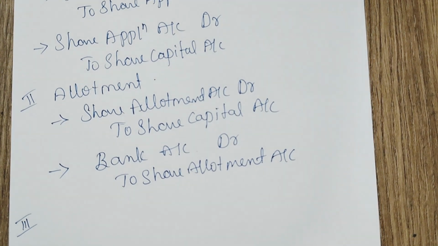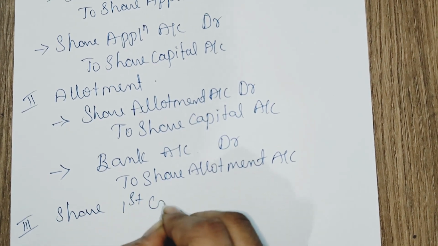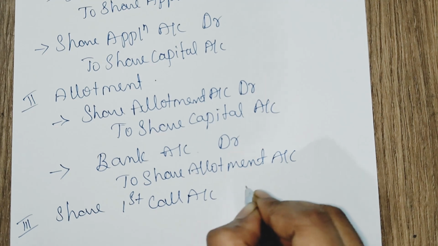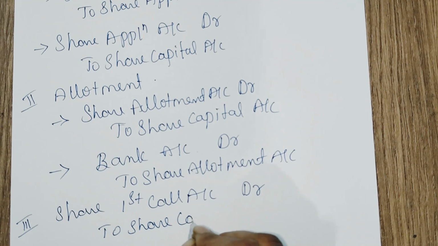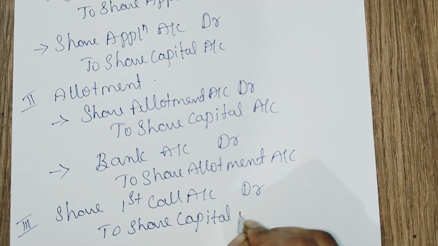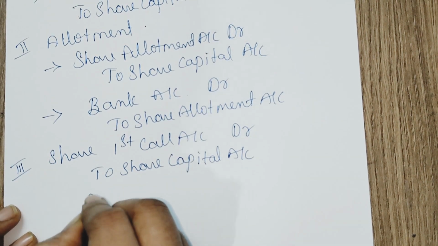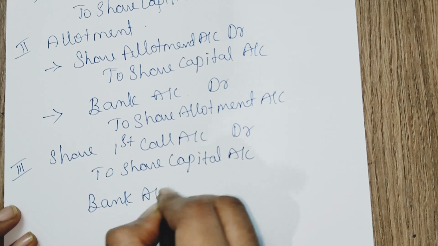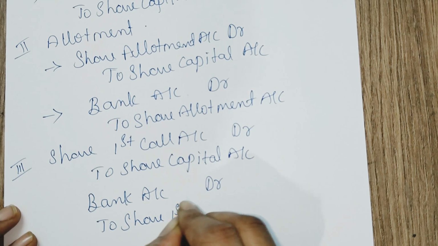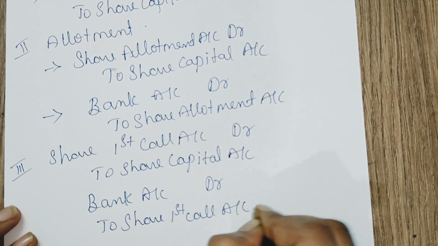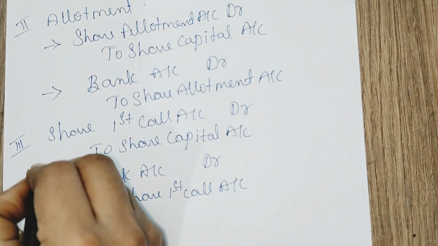You should never ever learn the journal entries by heart. You need to understand. Then the third stage is for the share first call account. First call account debtor to share capital account. This is the due entry. Then the receipt entry is bank account debtor to share first call account. If you cancel first call, bank account debtor to share capital account. Everywhere it is coming the same, right?